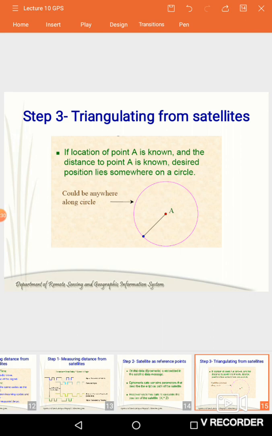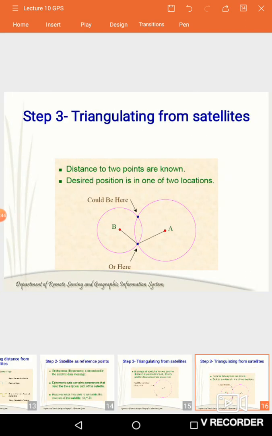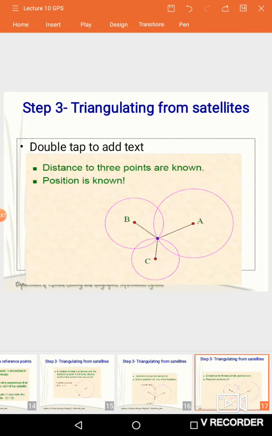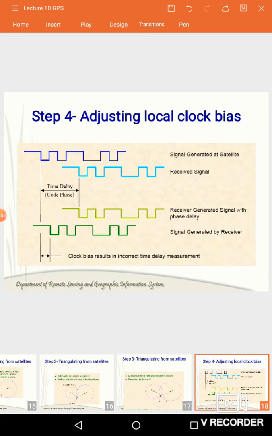In step 3 we have triangulation from the satellite. For that we have to point a satellite, one as A and second one as B. Make a circle, and by that we can get another 2 points. With that we can take any one of the 2 locations. Now the distance of the third point is known. By making a triangle we can get the position of the satellite.